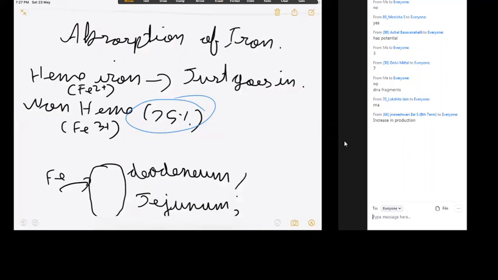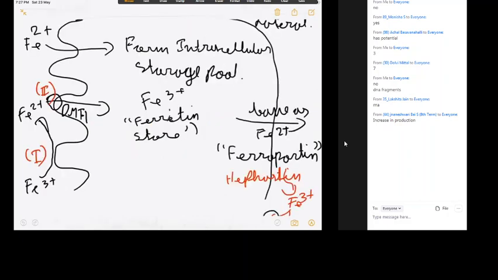Where does it happen? The iron is absorbed in your intestine. Where? In your duodenum or jejunum. Okay, now we'll discuss how this happens.